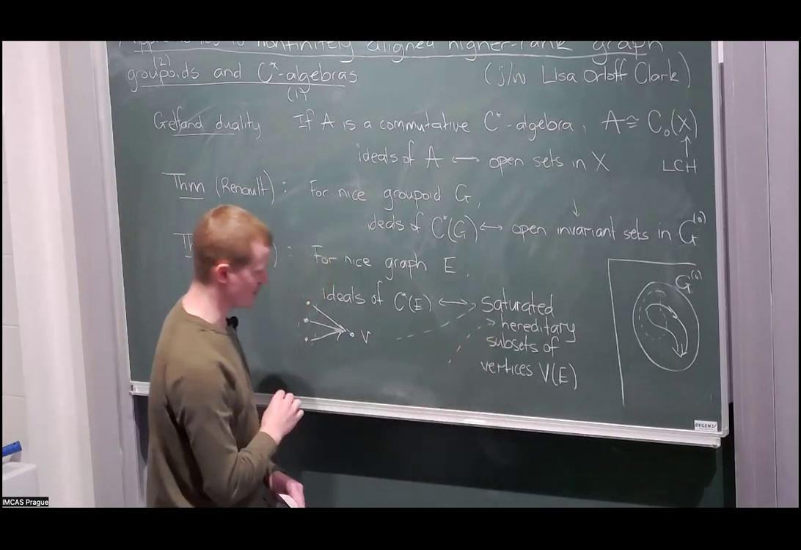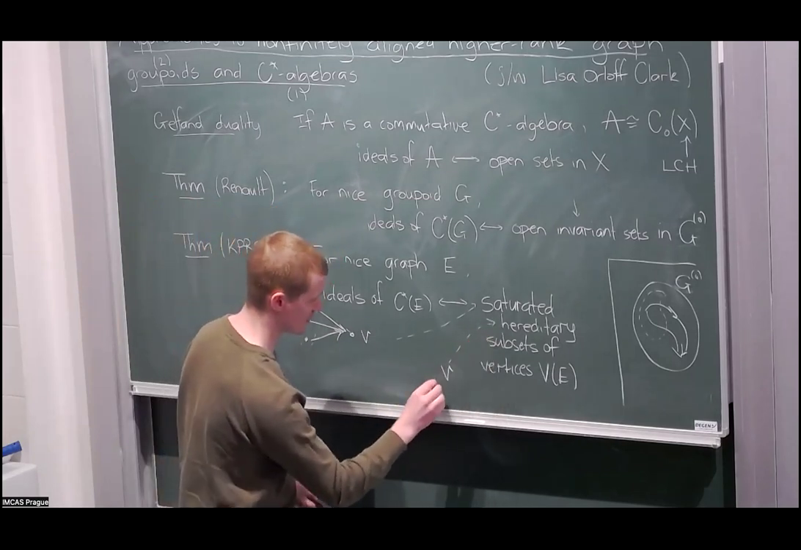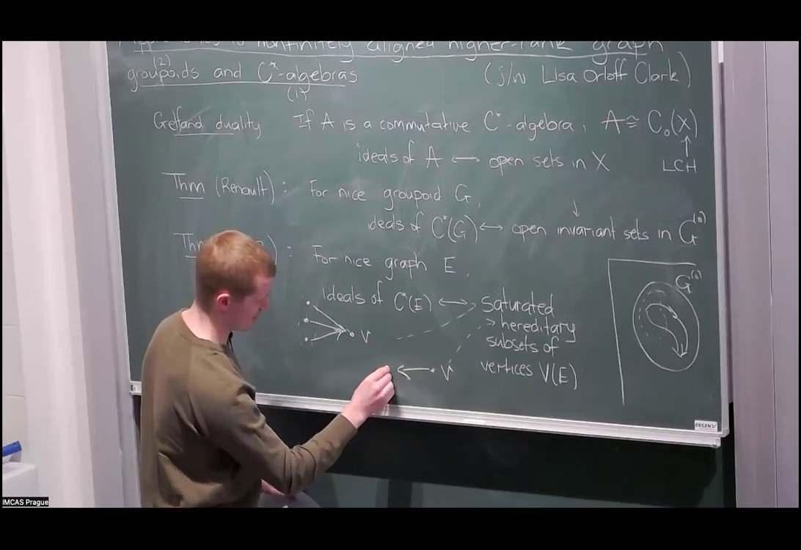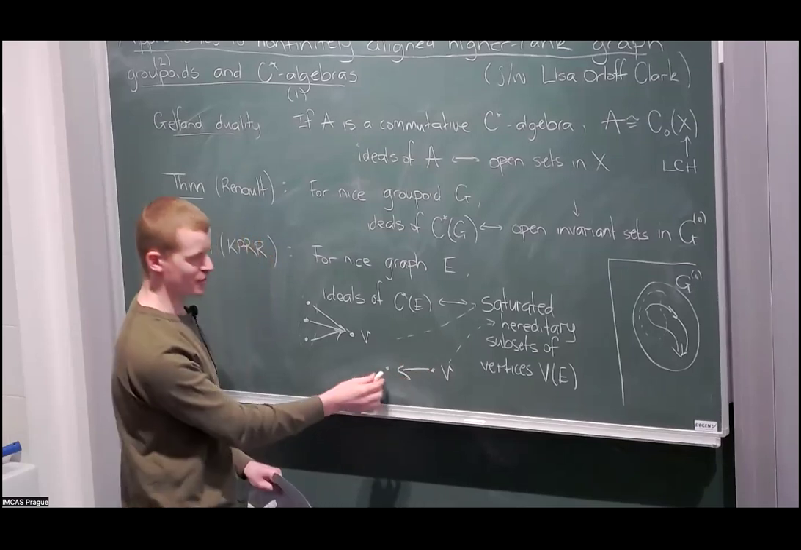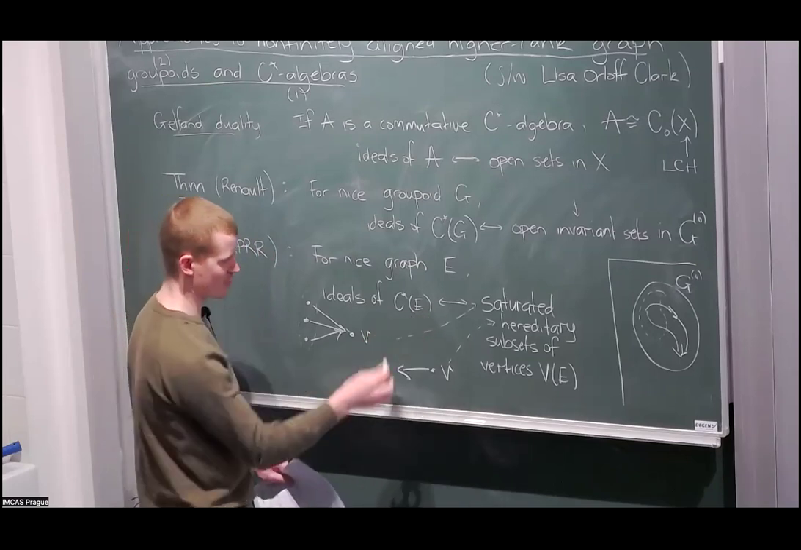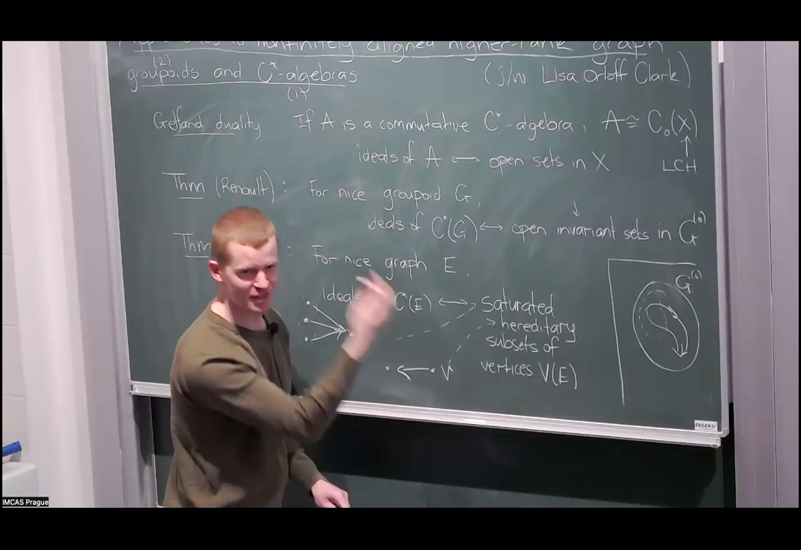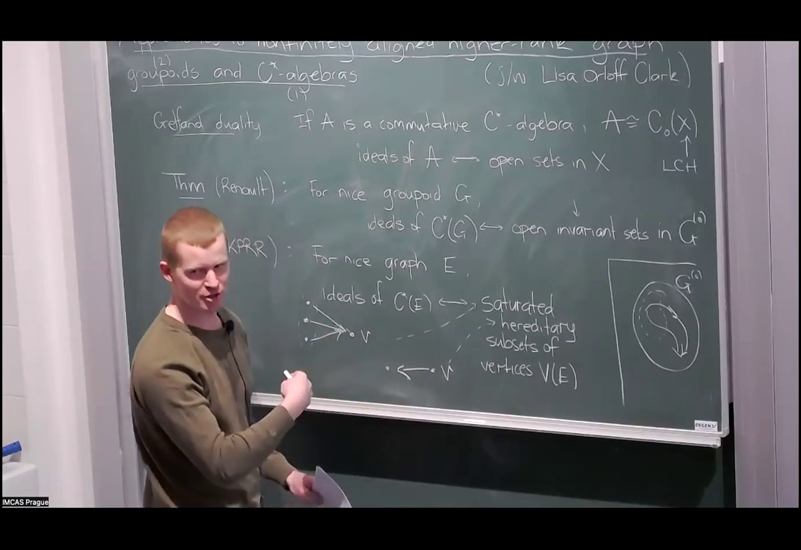And hereditary means that if I've got a vertex V in my graph and an edge going this way to some other vertex in the graph, hereditary means if I contain this vertex, then I have to contain the vertex that it came from via some edge.